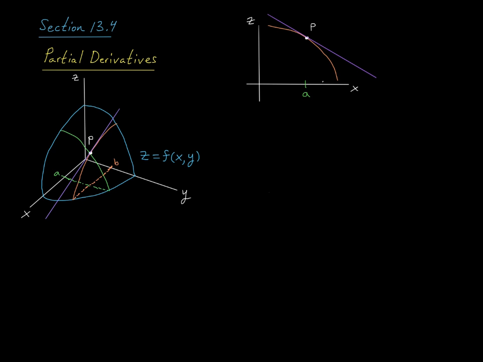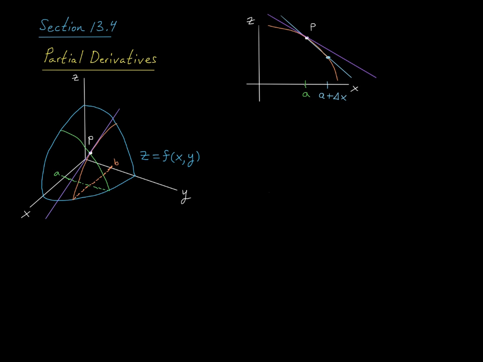In Calc 1, what you would do is say, all right, first I'm going to choose a nearby point, and I'll say it is delta x units to the right of a, so this is a plus delta x, and then I'm going to consider this point on the curve over here. Then I can draw what we call the secant line between these 2 points, and then measure the slope of this secant.